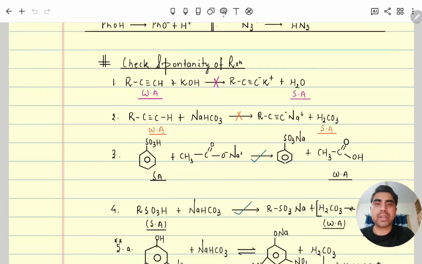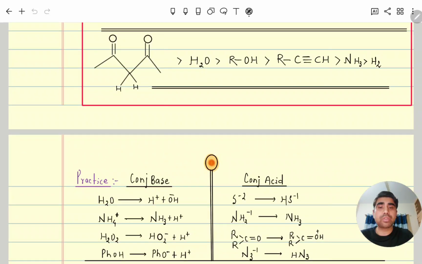So here you can see, check the spontaneity of the reaction. Here we have a carbon triple bond along with KOH. This hydrogen is acidic hydrogen and this is a base, so it will form salt and water, but we need to know whether this reaction is feasible or not. For that, this order is very mandatory to keep in your mind.